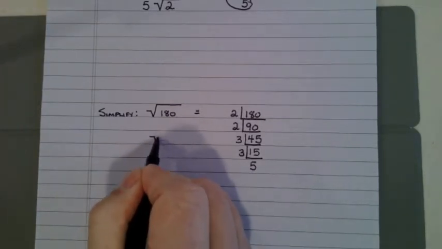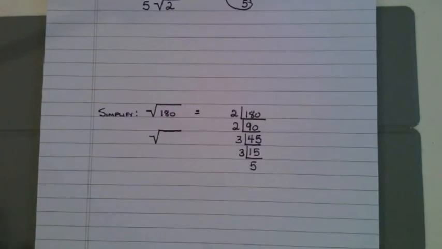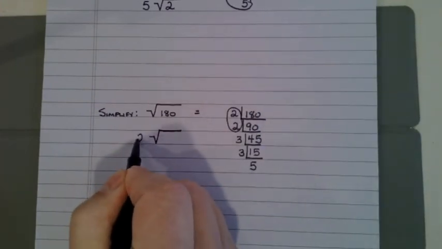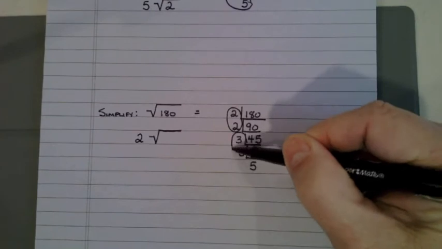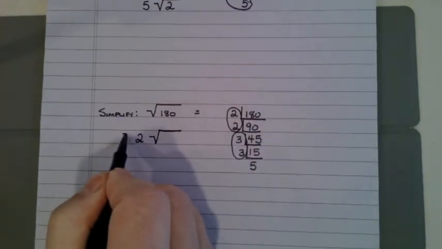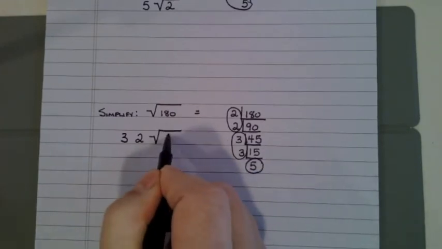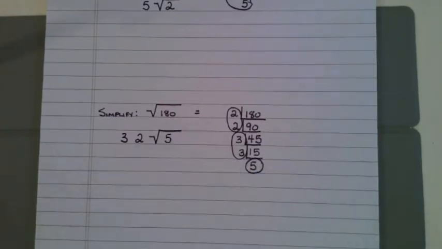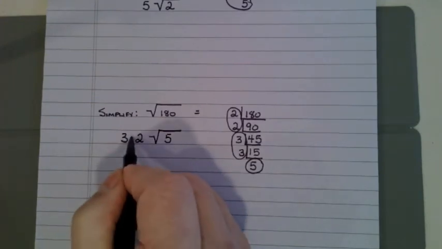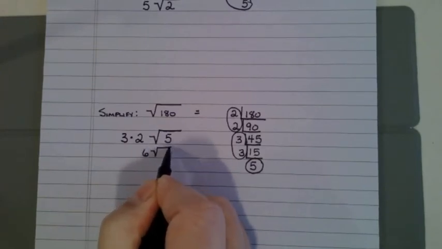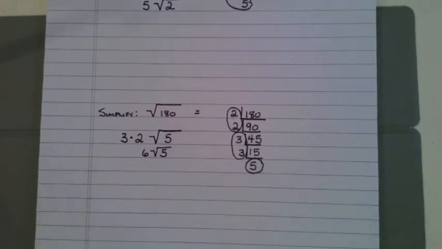I come over here and make my radical symbol. I need numbers on the outside. How do I know what number goes on the outside? If I've got a pair of them. I've got a pair of 2s, so a 2 goes on the outside. I also have a pair of 3s, so 3 goes on the outside. Anything I have a single number of goes on the inside. And what do I do with these numbers when I have more than one of them on the outside? I multiply them together. 3 times 2 is 6. The square root of 180 simplified is 6 square root of 5.